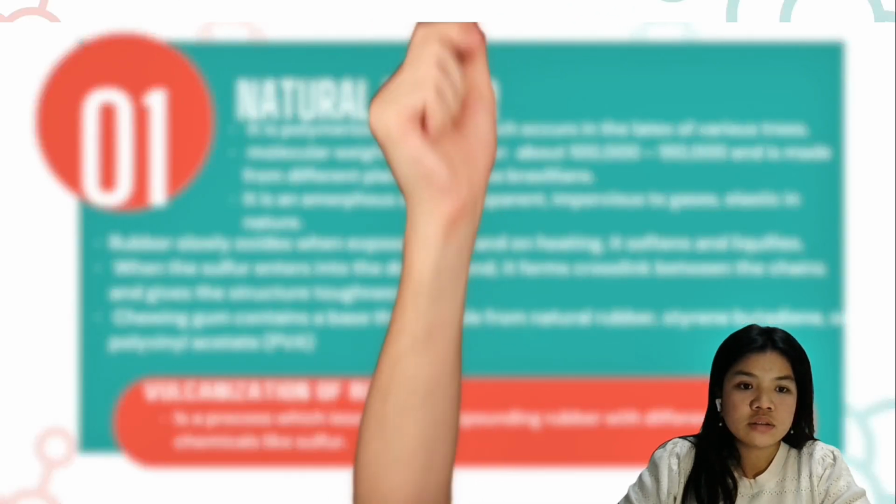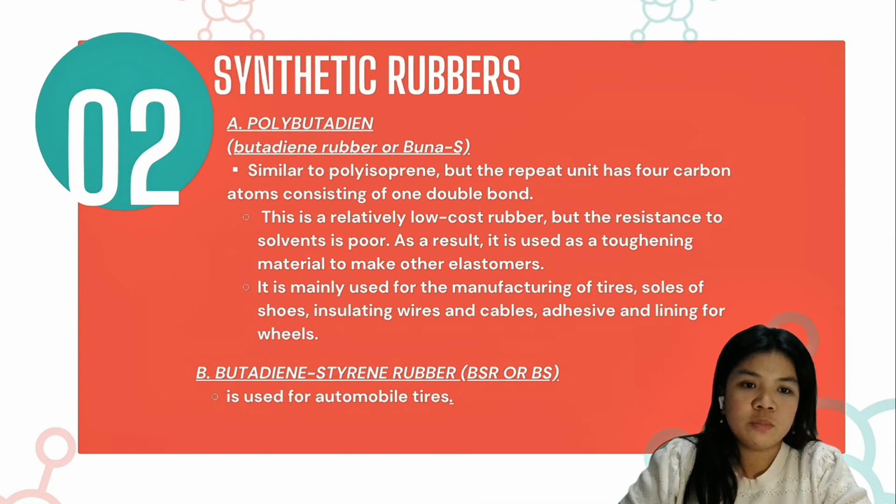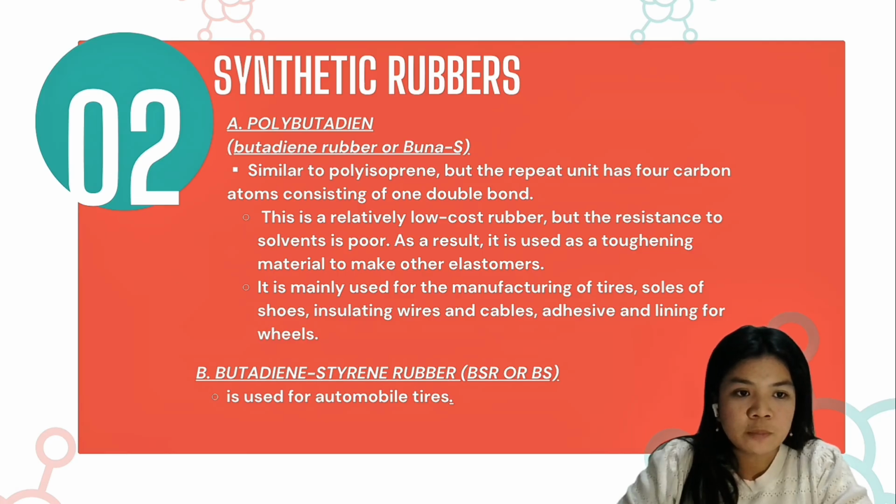Then next, we have synthetic rubber. There are four classifications of this. First is the polybutadiene. It is a relatively low-cost rubber that acts as a toughening material. This added toughness allows the finished product to endure heavy friction and physical impact. That's why it is better to use for tires and soles of shoes.